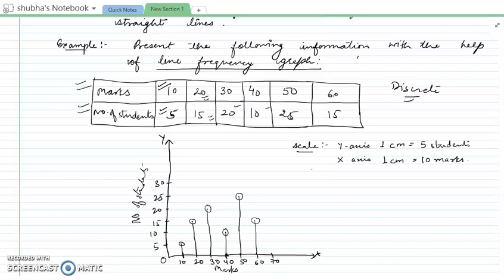In my next video, I'll be continuing with other types of frequency distribution graph like the histogram and frequency polygon. So this is the line frequency graph. I hope you understand it. Please try to make it and try to understand it.